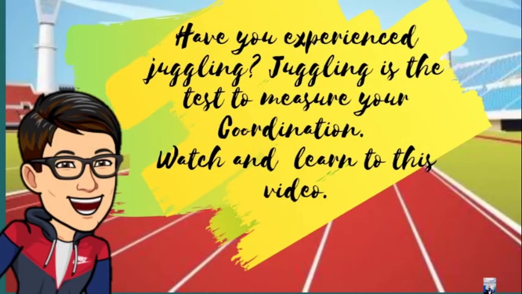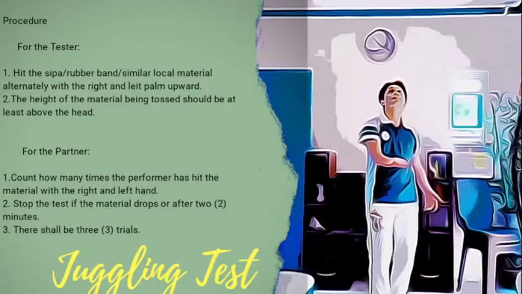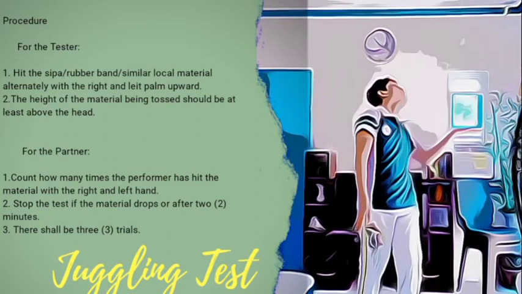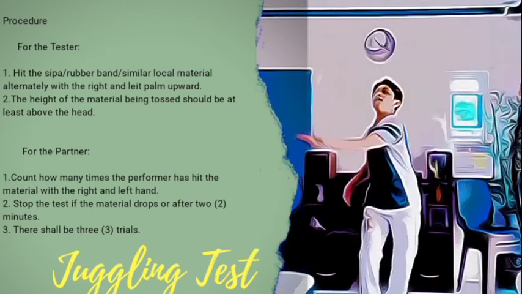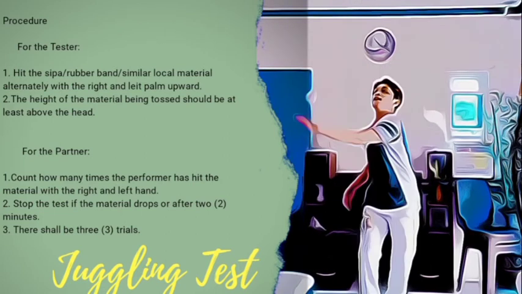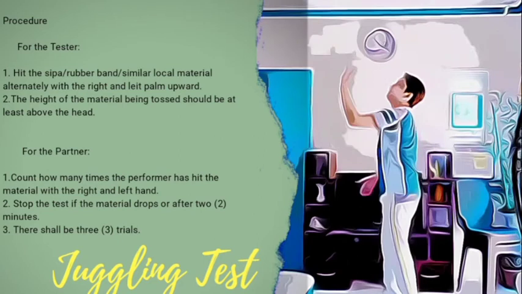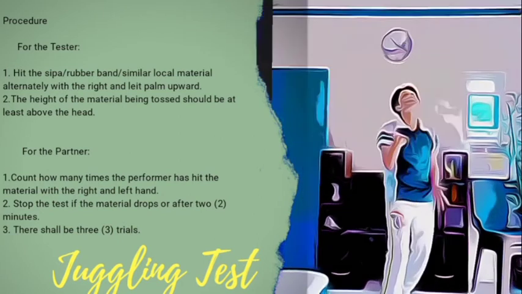Have you experienced juggling? Juggling is a test to measure your coordination. Watch and learn from this video. For the tester, hit the sipa or rubber band alternately with the right and left palm upward. For the partner, count how many times the performer has hit the material with the right and left hand. Stop the test if the material drops or after 2 minutes.